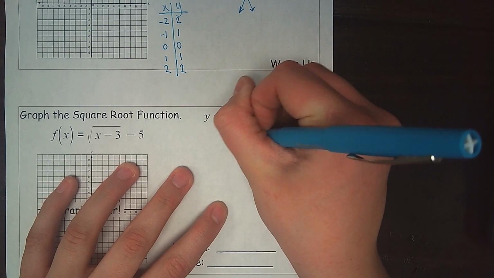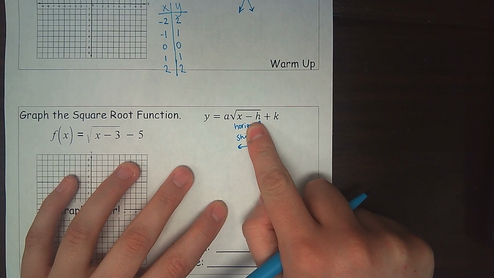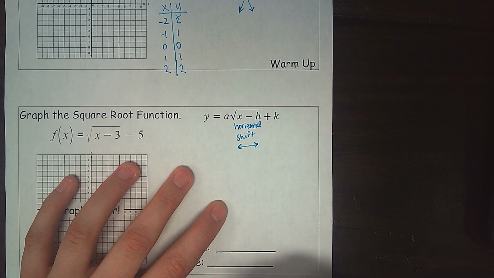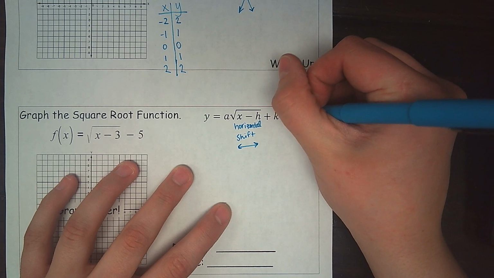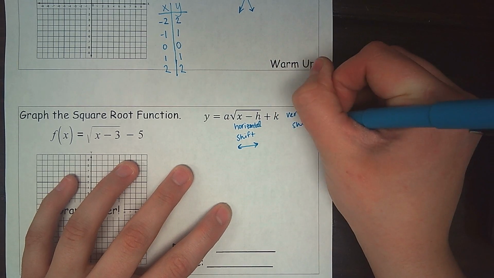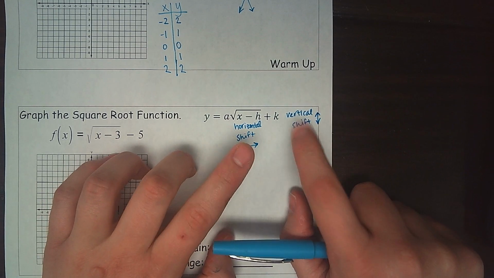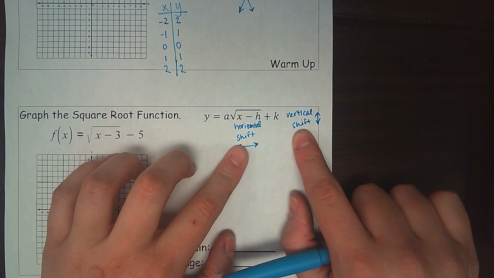So how far left or right we're going. And it's still the opposite of what we think. And that K value is still our vertical shift, so up or down. And we are expecting you to use this language and know this language, so you might want to make yourself a little familiar with it.